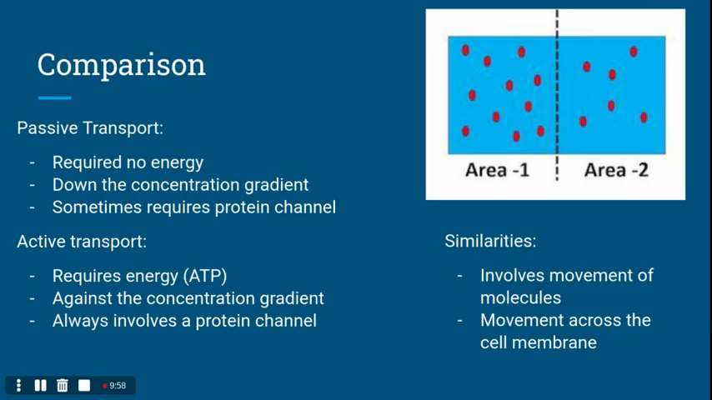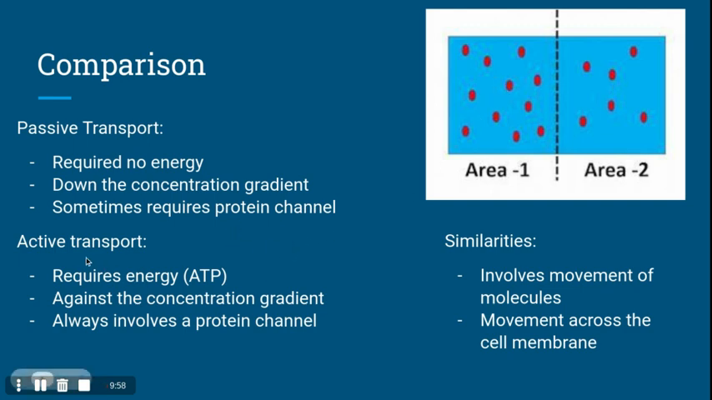So comparison. This is high concentration and this is low concentration. In passive transport, which requires no energy, it's going to go down the concentration gradient from a higher one, so from 1 to 2. And sometimes it requires protein channels, like for the water molecules, because they can't pass through the membrane because it's hydrophobic. And in facilitated diffusion, particles are too big, so they use protein channels.